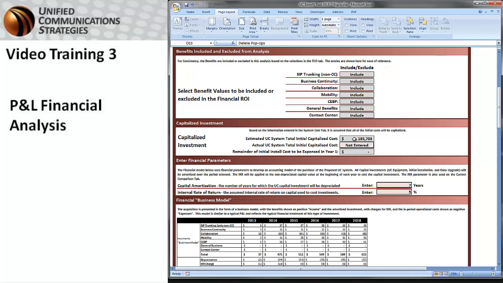The tool also tells you how much of the investment is capitalized. We've estimated here that all of the initial costs are essentially capitalized, but if your customer has a specific set of accounting rules that require them to exclude some of that initial cost, you can actually enter the actual capitalized amount. The next two things you enter are the amortization period for the capital. So this is the depreciation time. Here it's been entered as 7 years.